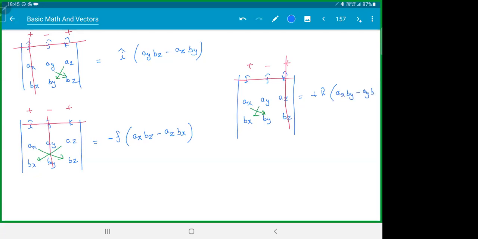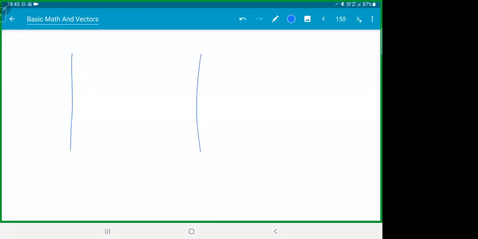Just have a look at this. This is how you solve a 3 into 3 determinant. You cancel one term and then you do this. Later on in maths, you will learn how to solve a 4 into 4 determinant.